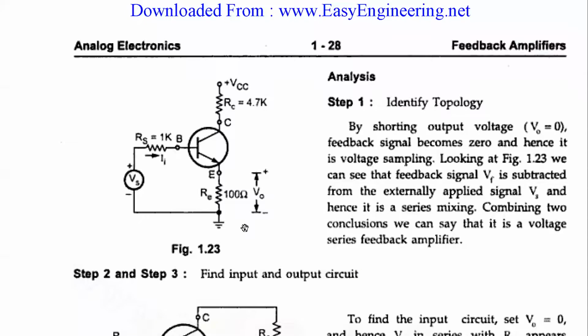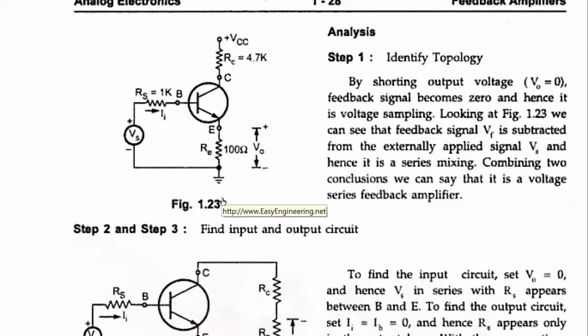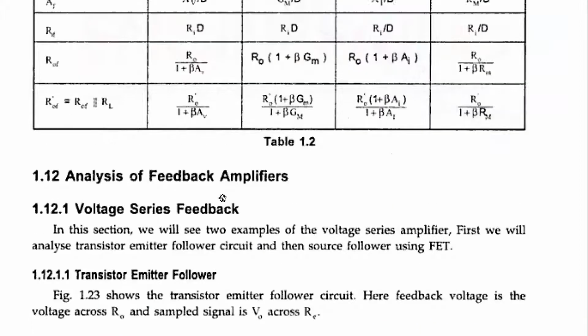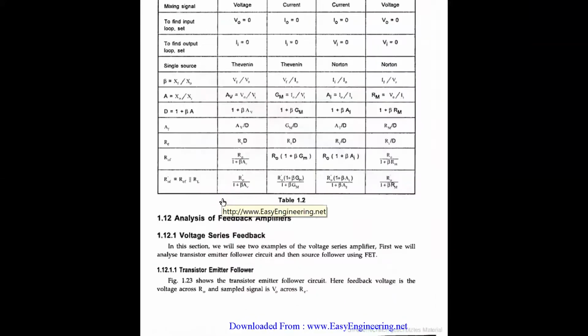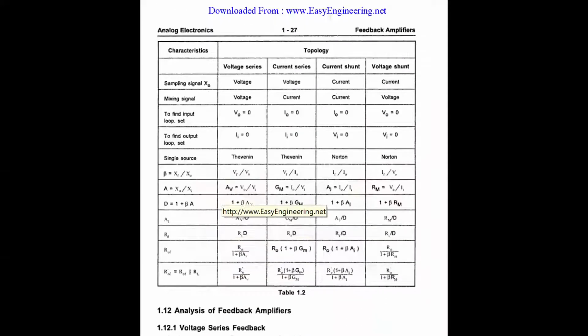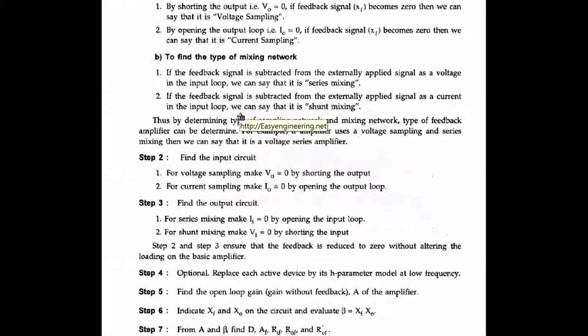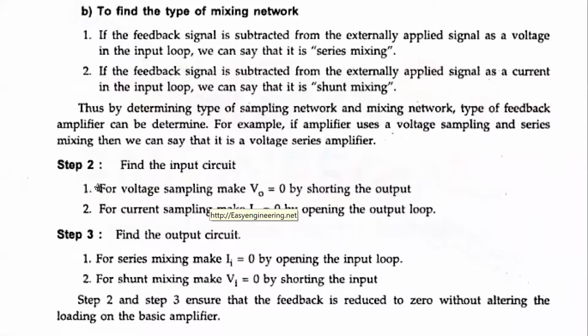Now next what we will do is we will identify the input circuit and the output circuit. So what are the steps for identifying the input circuit and output circuit? Here we have seen that it is voltage sampling, means to find the input circuit, make output 0. So output you have to short circuit. Then let us see what happens if we short circuit the output.